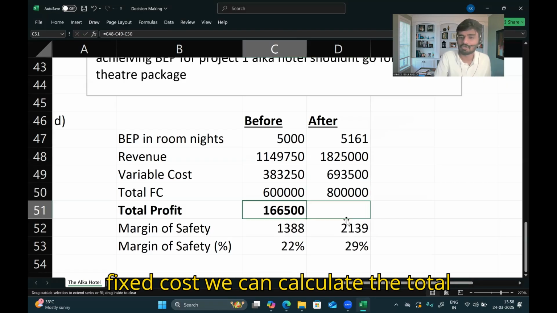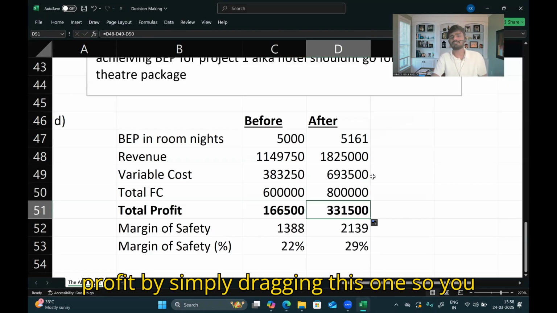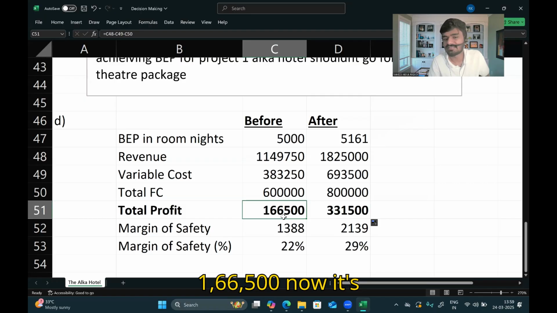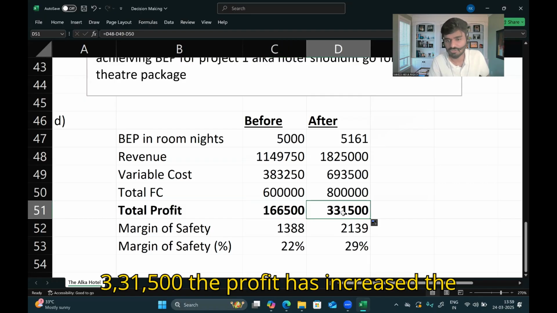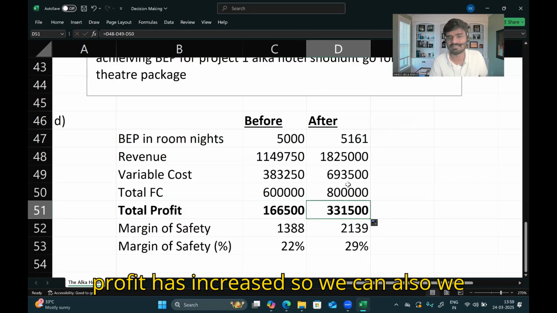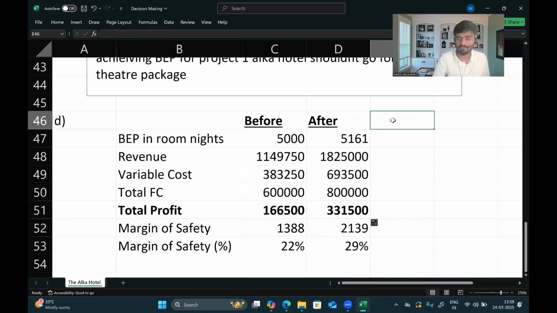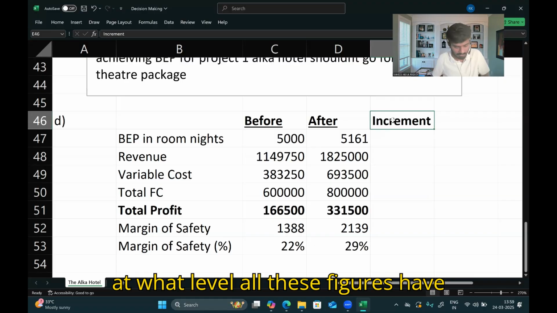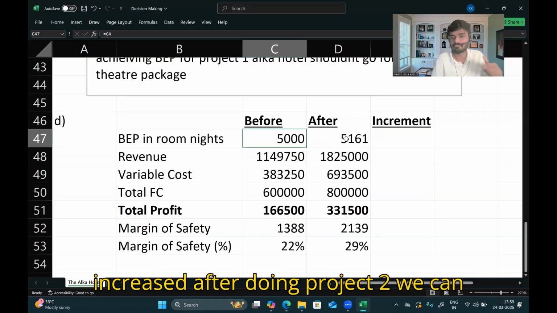We can calculate the total profit by simply dragging this one. So you can see that earlier, before doing project 2, the profit was only 1,66,500. Now it's 3,31,500. The profit has increased. So we can also write the increment here, at what level all these figures have increased after doing project 2.